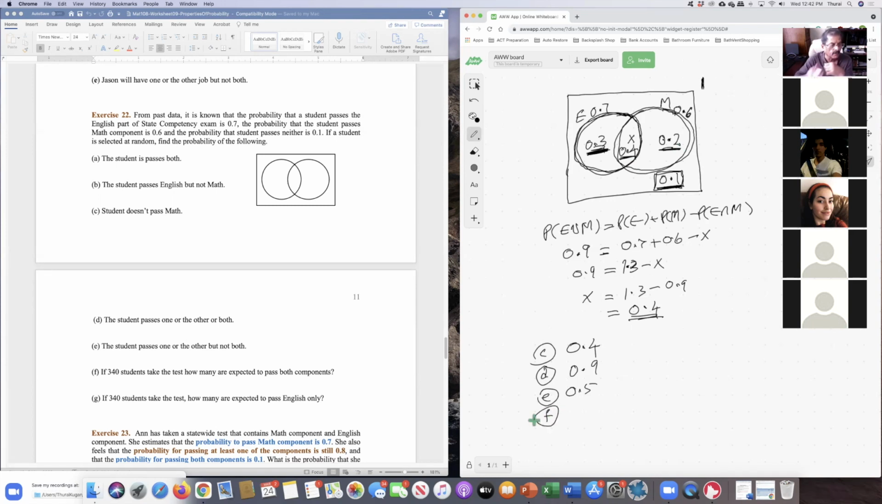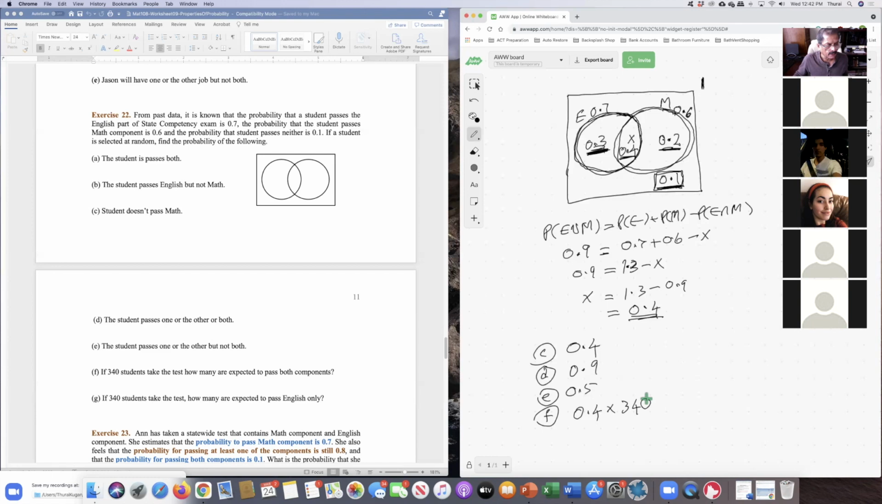If 340 students take the test, how many are expected to pass both components? What should I do to get the answer? 0.4 times 340. Right. The probability to pass both is 0.4, and if you multiply that by the total count of students taking the test, that'll give you the number of students who will pass both. That's called the expected value. We learned that in the previous class. So multiply those two to get that answer.